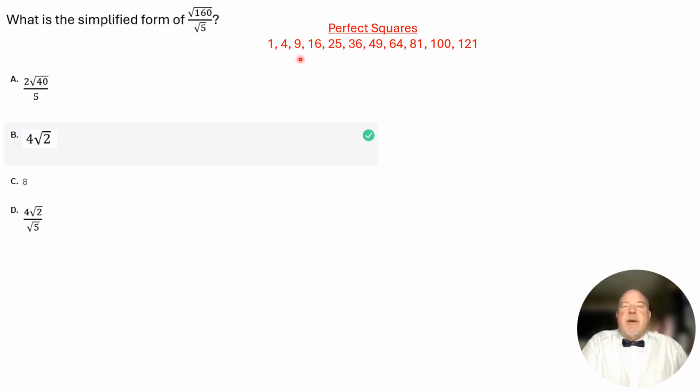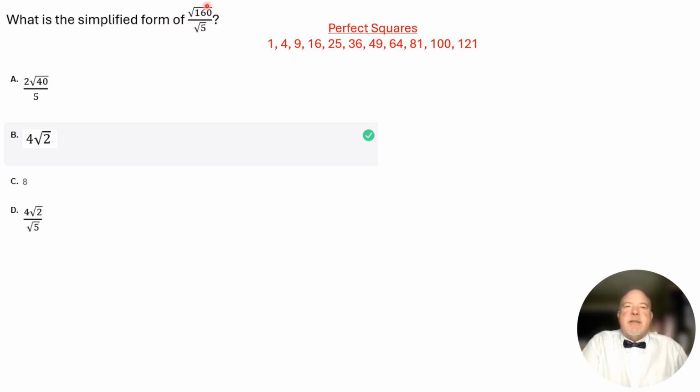And I encourage my students to write these down on the top of their paper so that they don't have to think about them when they're doing questions involving radicals. They can just look up and see these numbers. And in a second, I'm going to show you exactly how we use these.